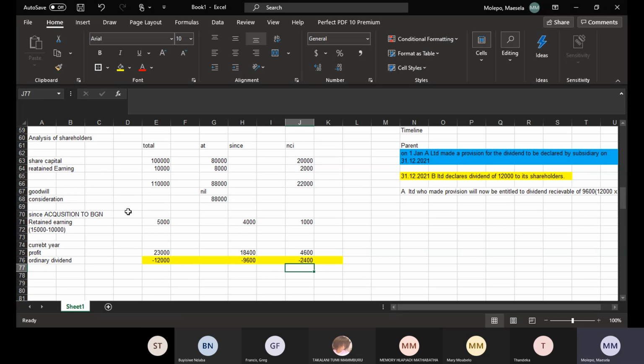So for the situation where the parent makes a provision and then the subsidiary indeed declares the dividend, it doesn't have any impact as compared to the situation where there was no provision but the subsidiary declared. So it doesn't have any impact at all. So when you go to your journal, the only place you're going to see it will be on the journal part. The share capital part on page 176 will remain the same. The retained earnings portion will remain the same. The non-controlling portion will remain the same.